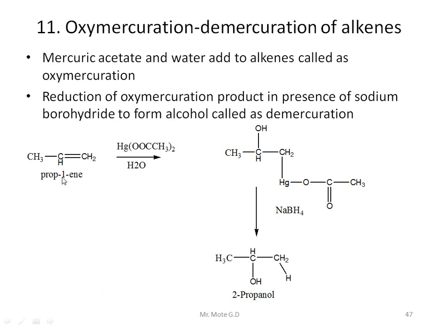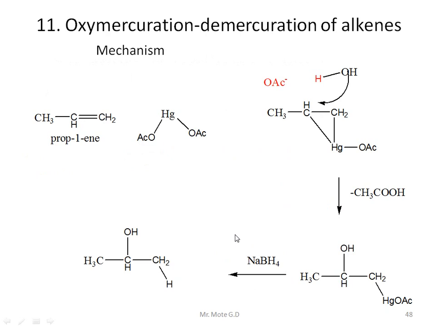So propene treated with mercuric acetate, so the mercuric group will be added to this and the OH group added to this, and then reduction of this will be an addition of hydrogen to form 2-propanol. That is the oxymercuration and demercuration of alkene.